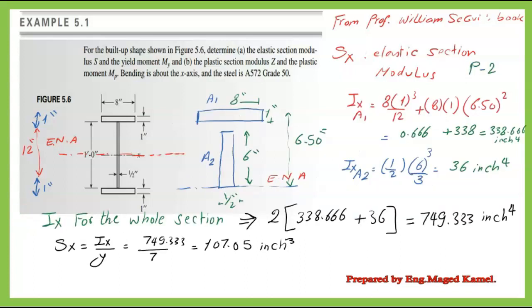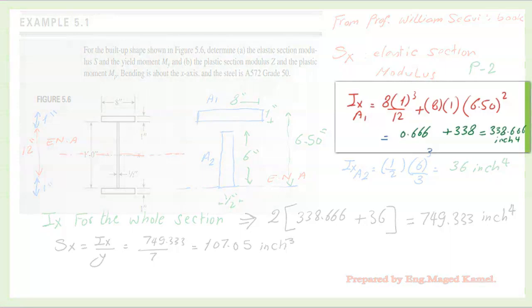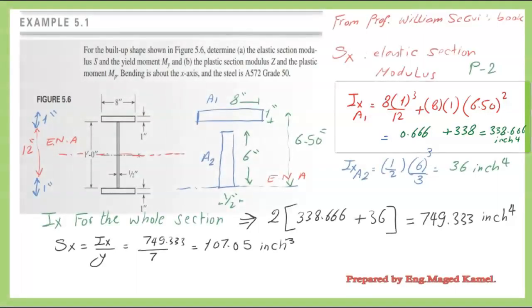In the next slide image, we can see the steps to estimate the inertia for the first rectangle, which is composed of 2 items, which are the value of 8 multiplied by 1 raised to the power of 3 divided by 12 about the CG, plus 8 by 1 by 6.5 to the power of 2. The value is 338.606 inch 4.